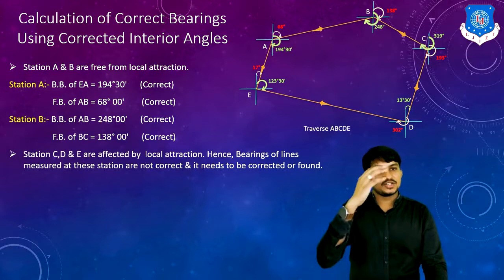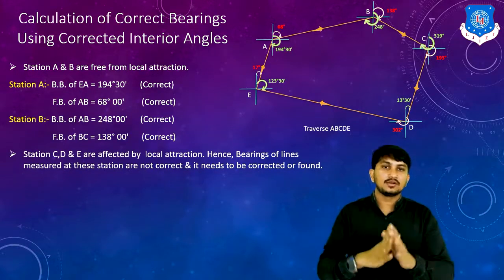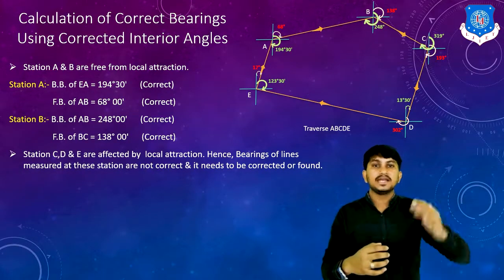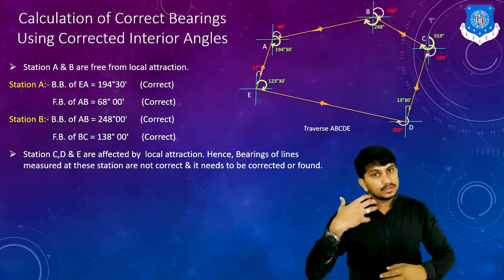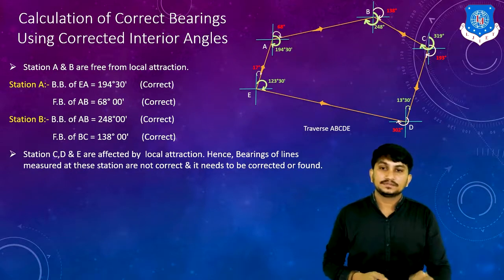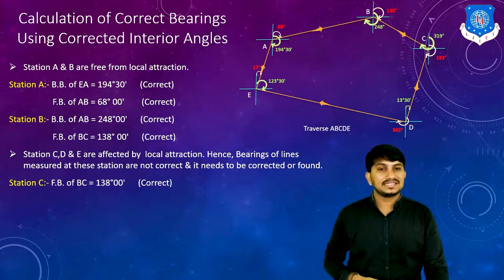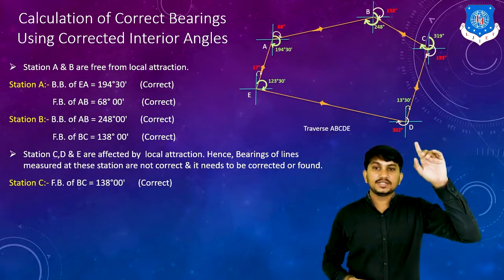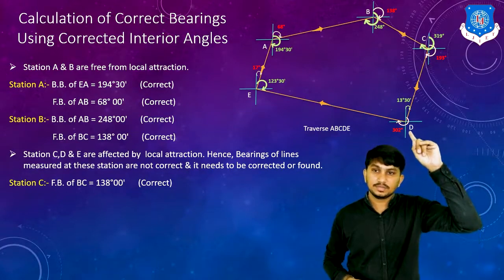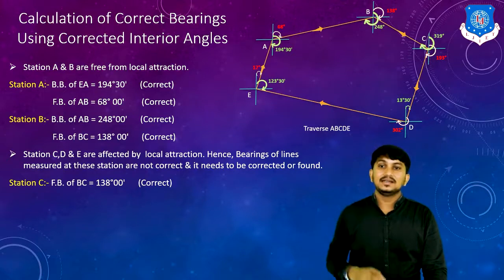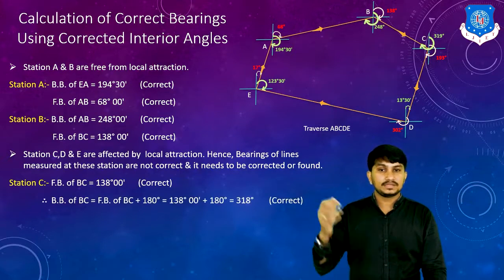Now next, stations C, D and E are affected by local attraction. So the readings taken at these three stations are not corrected. So we have to correct these bearings. Starting from station C, we have the data of FB of BC, 138 degrees, which is corrected in station B. Using this FB of BC, we can find out BB of BC.